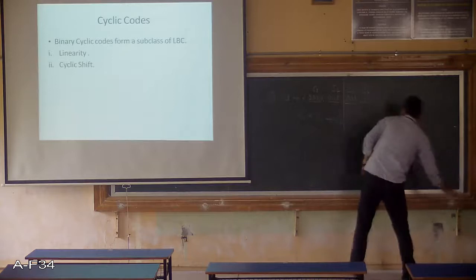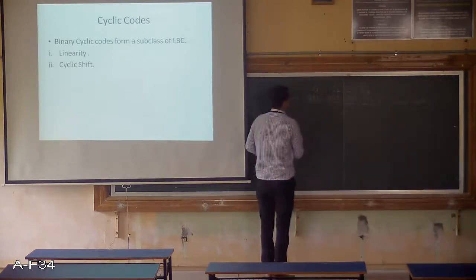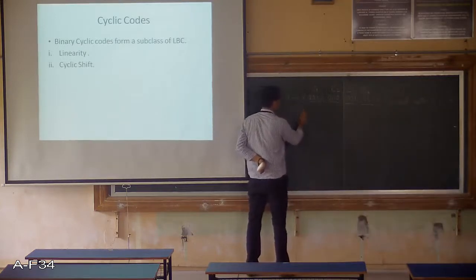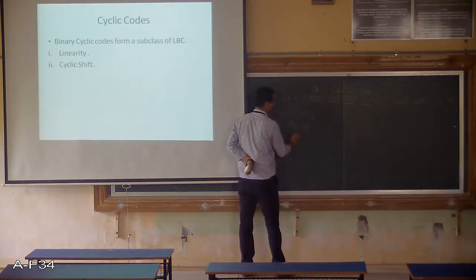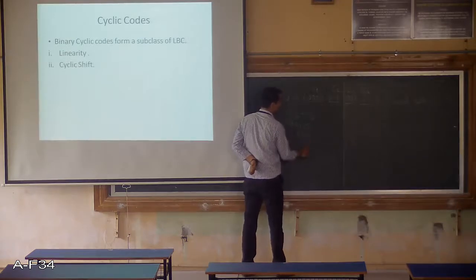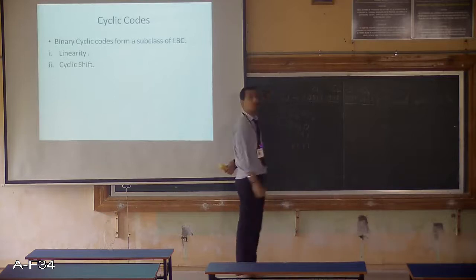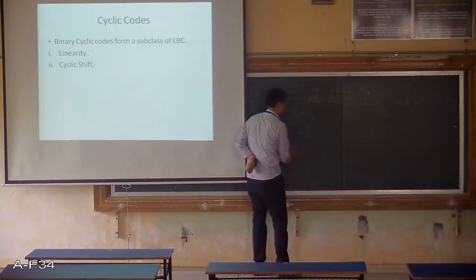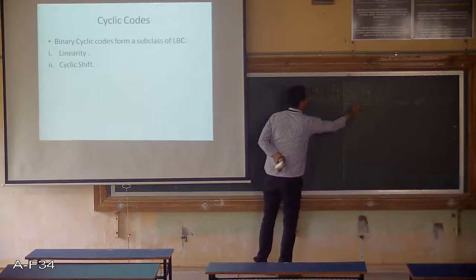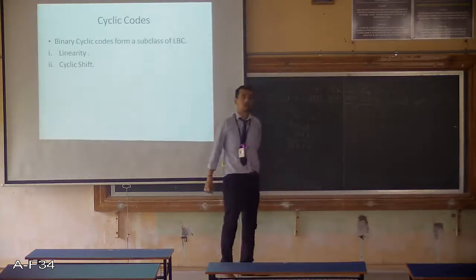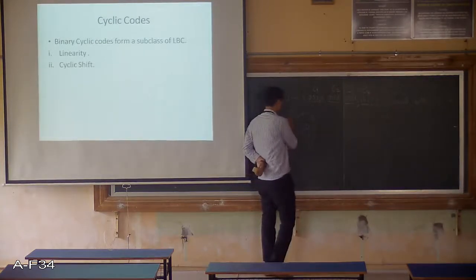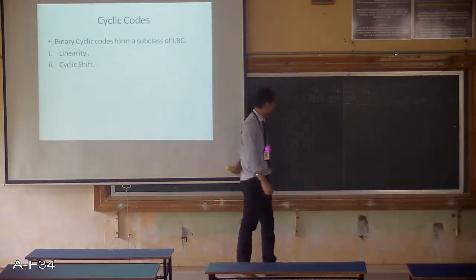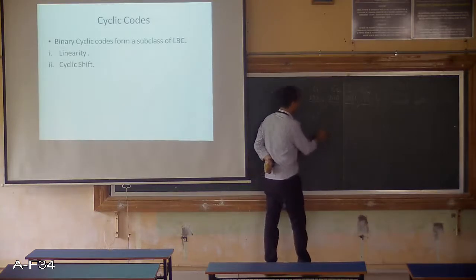Now let us take C2, 1 1 0 1 0 0 1. Add this, 1 1 1 and this is 1. The resultant code is one of the code words in the code vector. Yes, this satisfies linearity. This is the sub-condition which we have calculated here. Let us check with C2 plus C4.